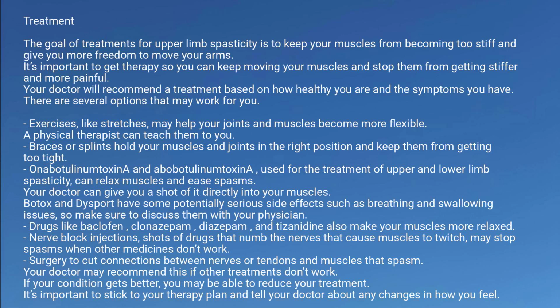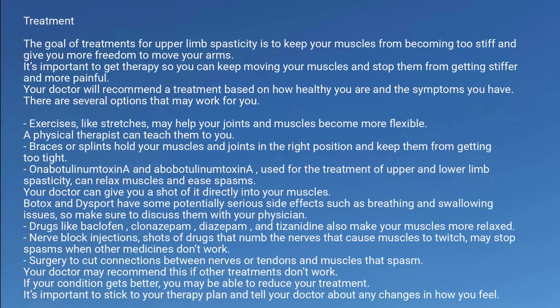Treatment. The goal of treatments for upper limb spasticity is to keep your muscles from becoming too stiff and give you more freedom to move your arms. It's important to get therapy so you can keep moving your muscles and stop them from getting stiffer and more painful. Your doctor will recommend a treatment based on how healthy you are and the symptoms you have. There are several options that may work for you.